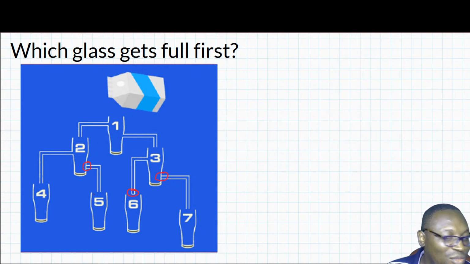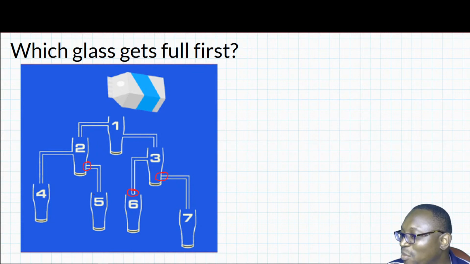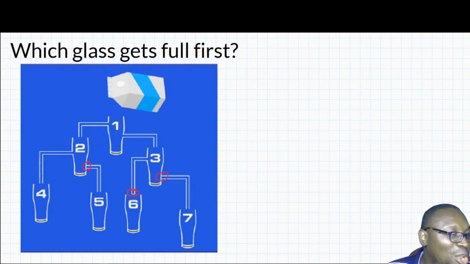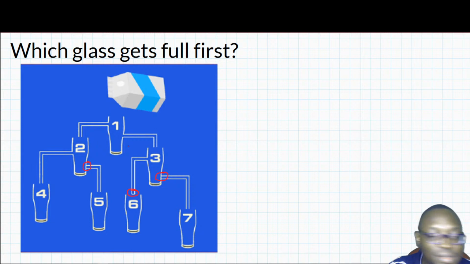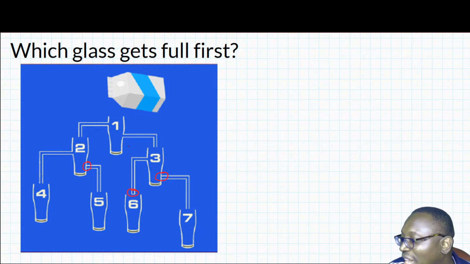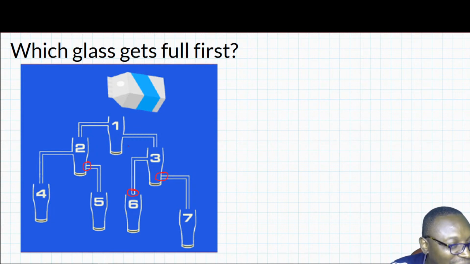Glass number 1. Wow, glass number 1. Okay, I see number 3. But look at number 1. Before number 1, think about this path. Before number 1 can get full, number 3 has to get full first. Number 2 also has to get full first. So number 1 cannot be the first to get full. Let's look at 3. What about 4? Why would 4 get full before 3? And why do you think 3 would get full before 4? Okay, I see 3. Everyone settles for 3.